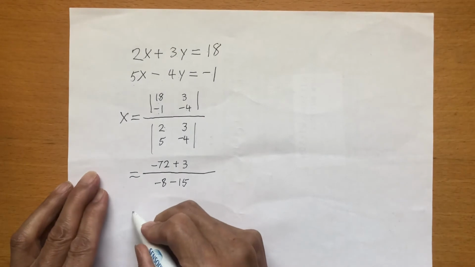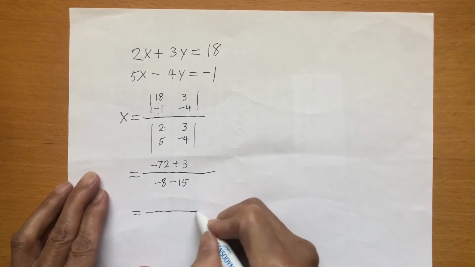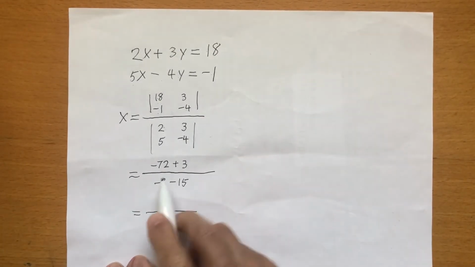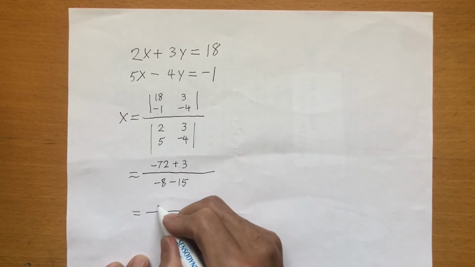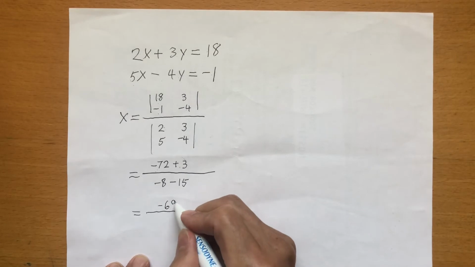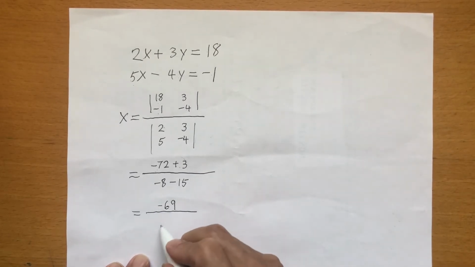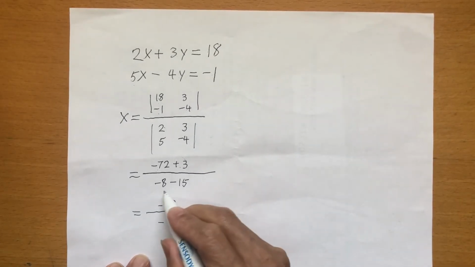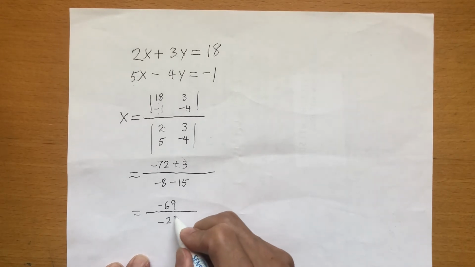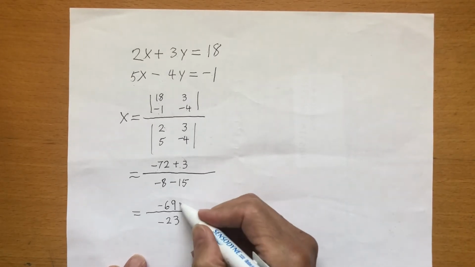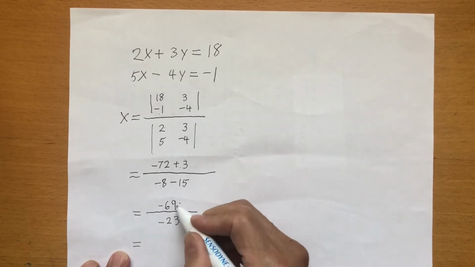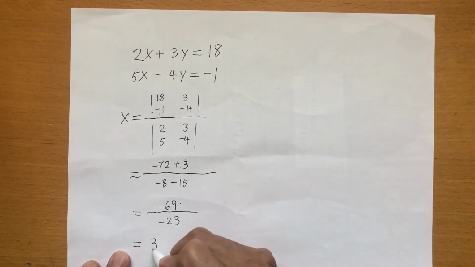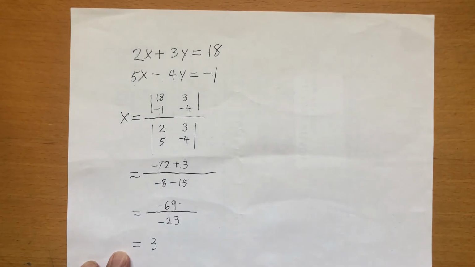So what is this? The top is negative 69. The bottom is negative 23. This divided by that is positive. Positive what? 3. So my x is 3.